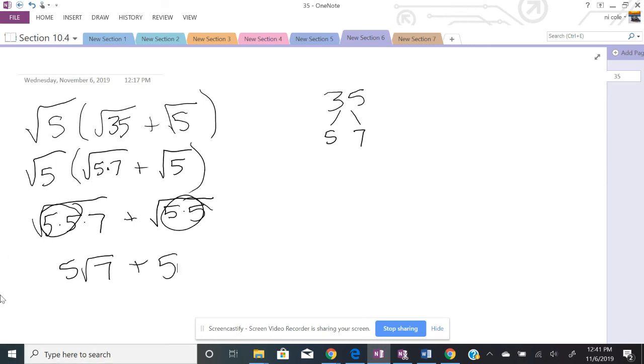You cannot leave it as something like the square root of 85 plus the square root of 25. You always have to simplify that radical. Just like a fraction, you always have to simplify.